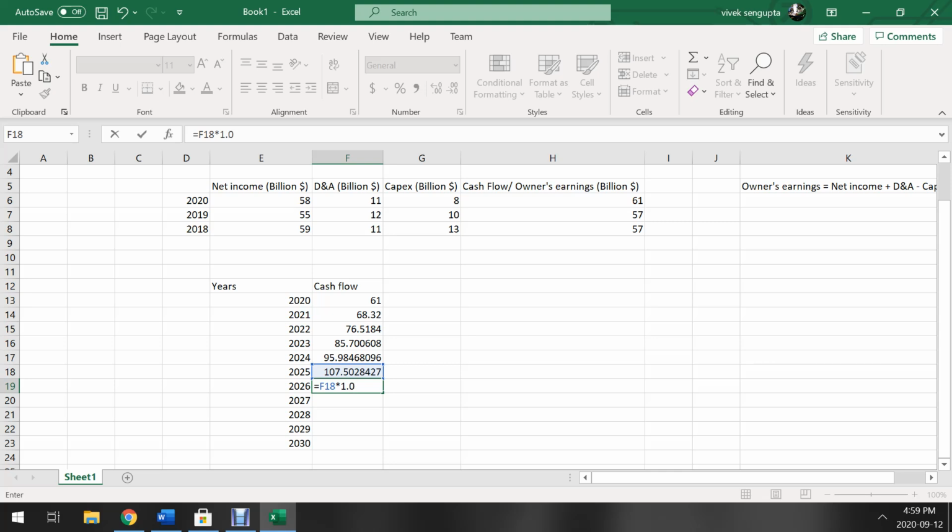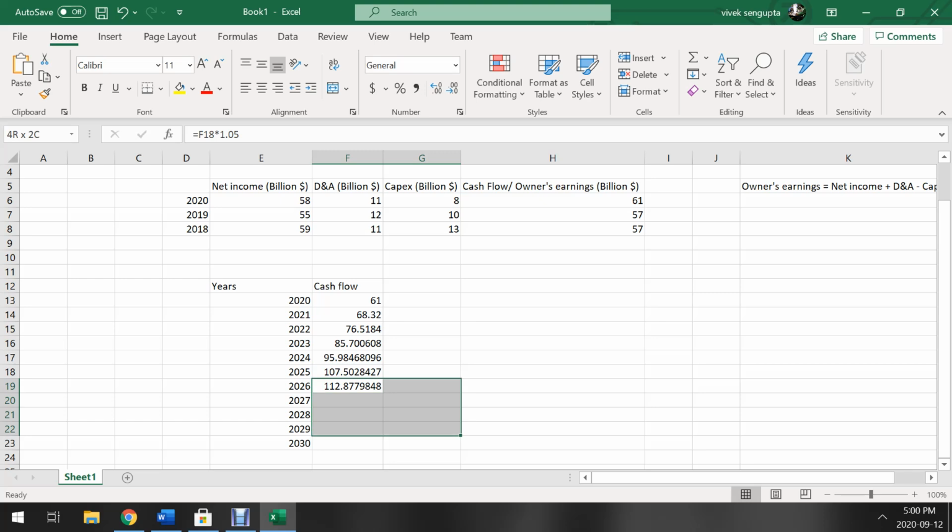So we'll do 1.05. Let's be conservative. For the 5 years from 2026, it's going to grow at 5%. Let's do that. Now the other thing, now the important part, right?